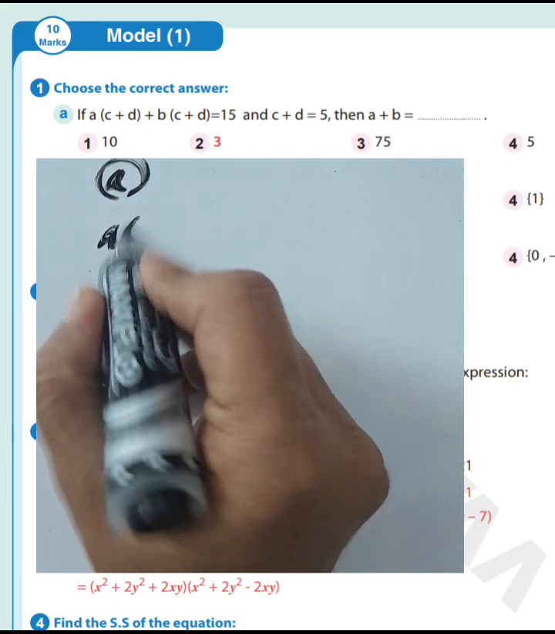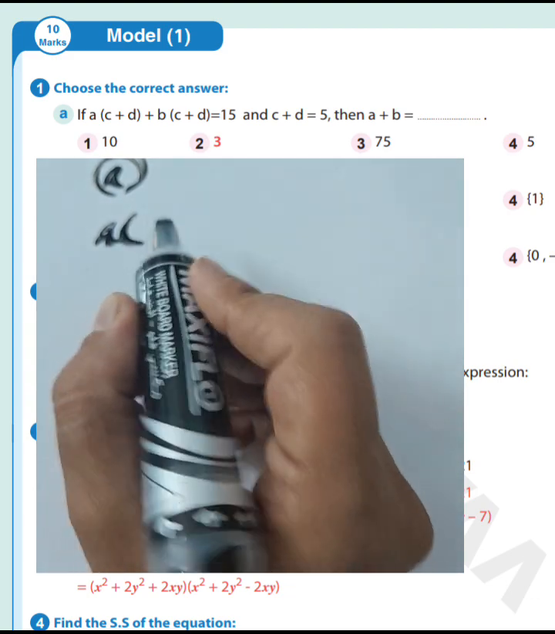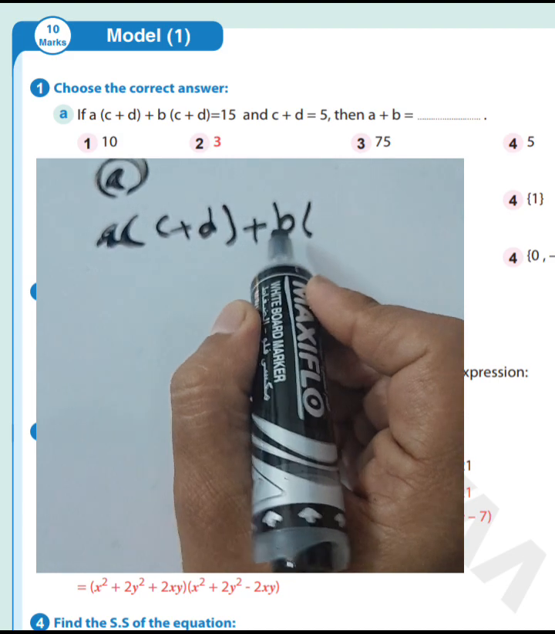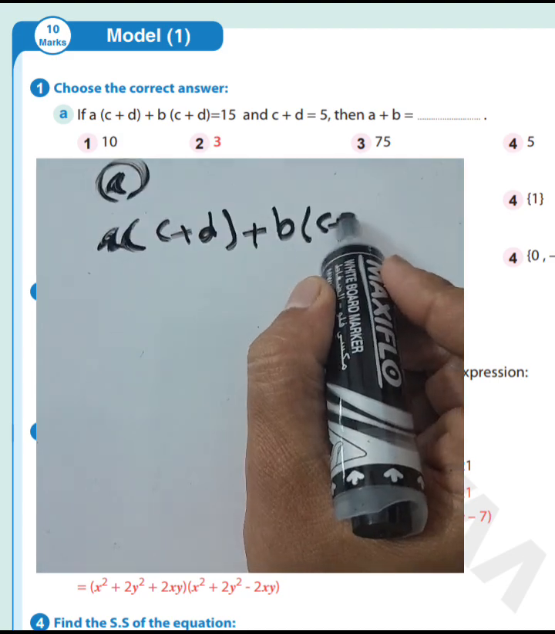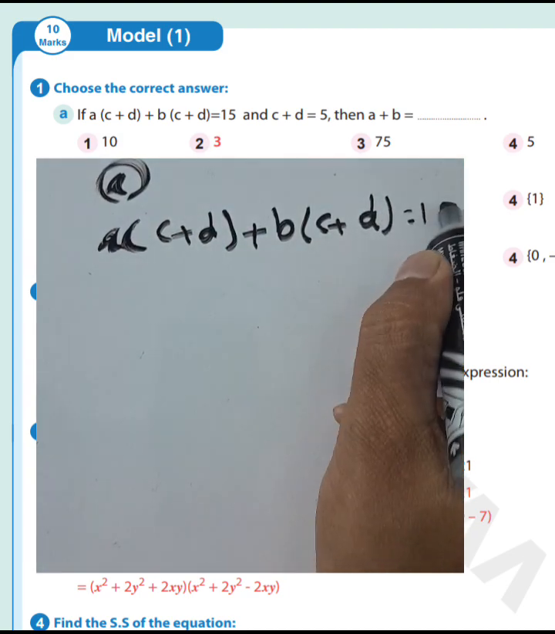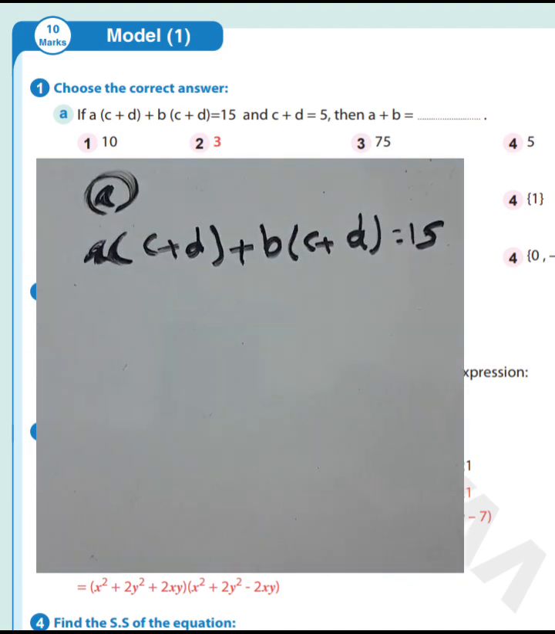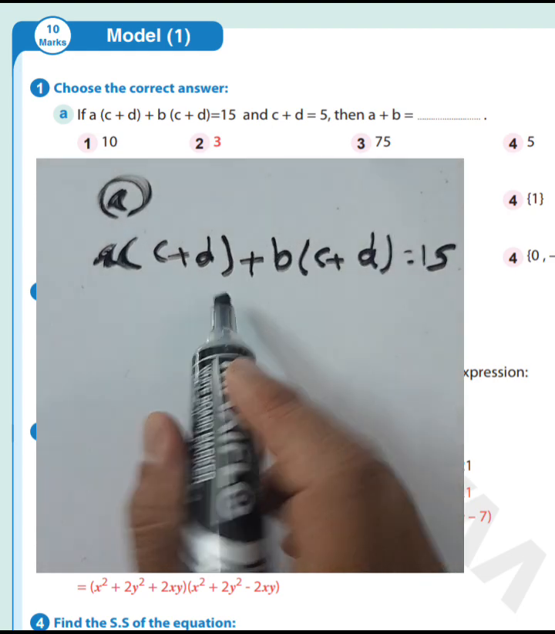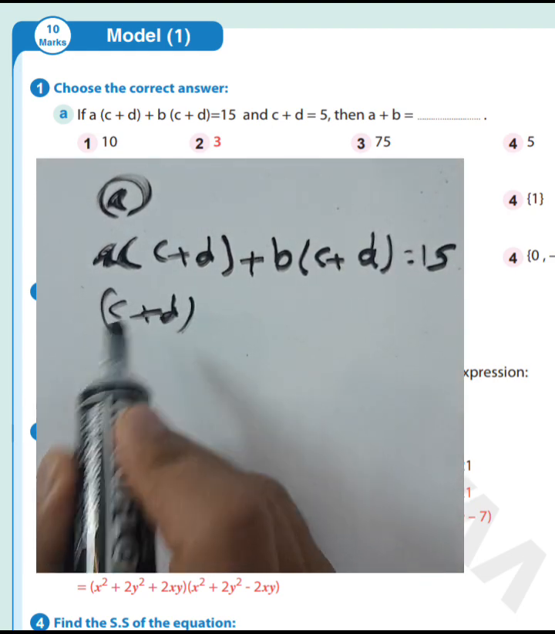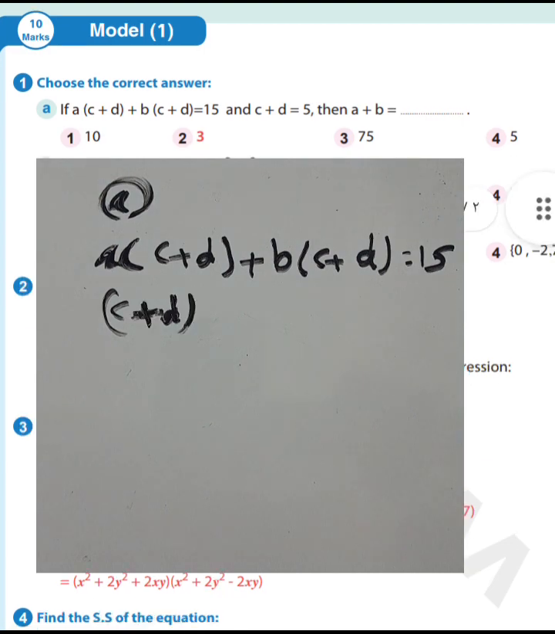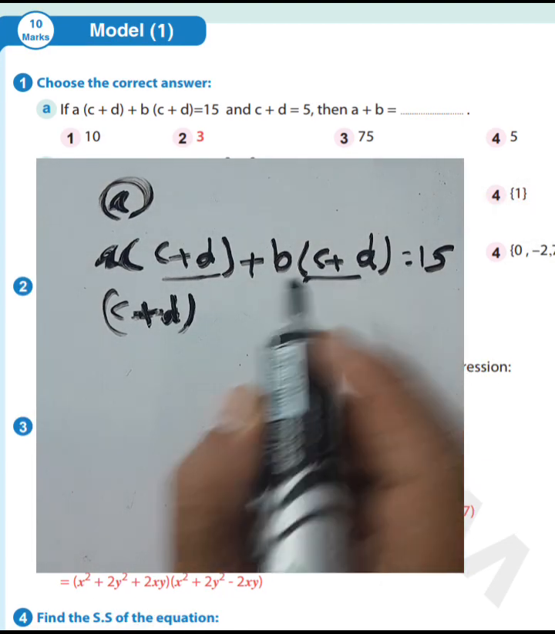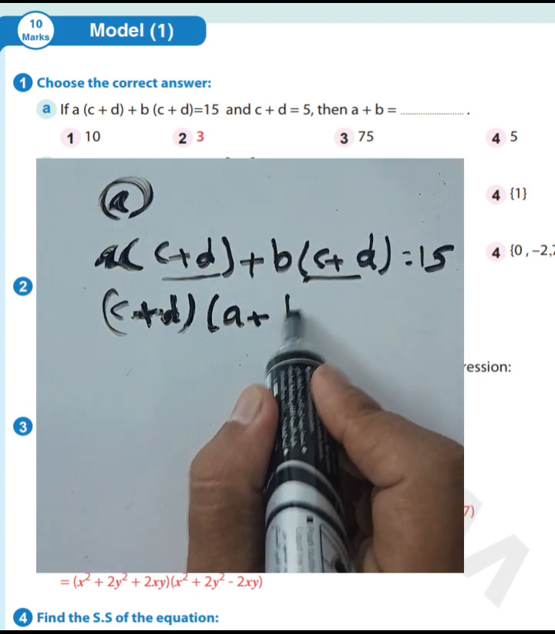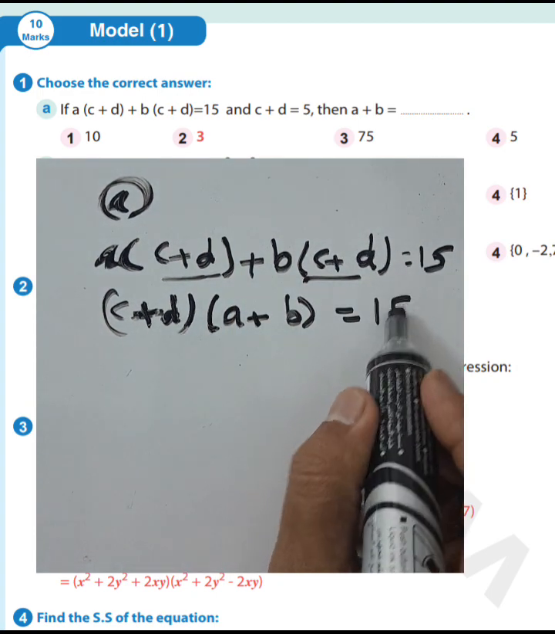If A product by C plus D in brackets plus B product the sum of C plus D equals 15, then we want to find A plus B. We can find the value of A plus B by writing C plus D outside, the highest common factor between two terms. Write these brackets outside, and then the remainder here A plus the remainder of the second term would be B, and the result would be equal to 15.